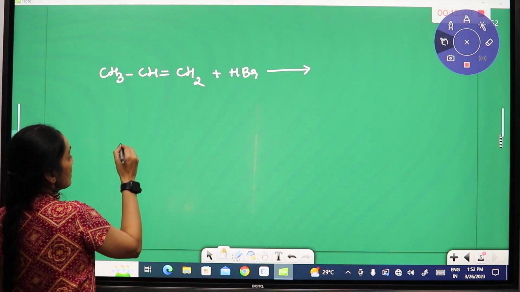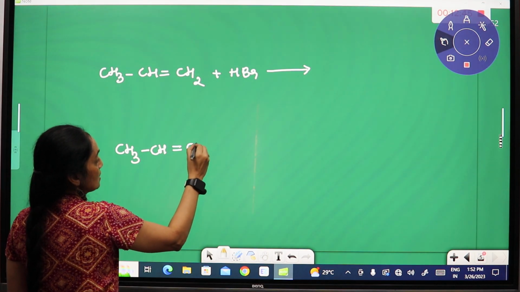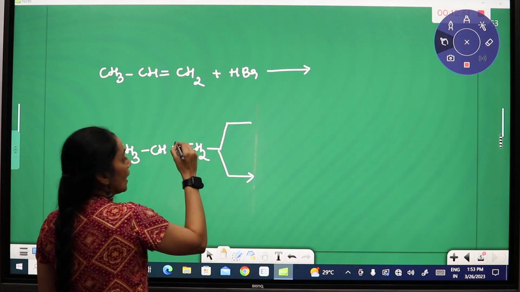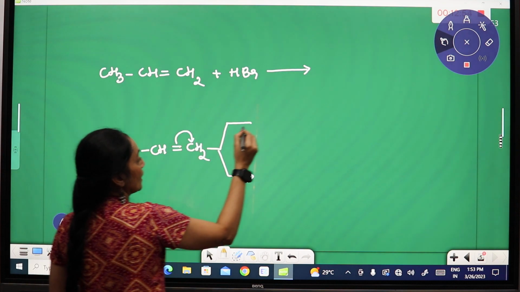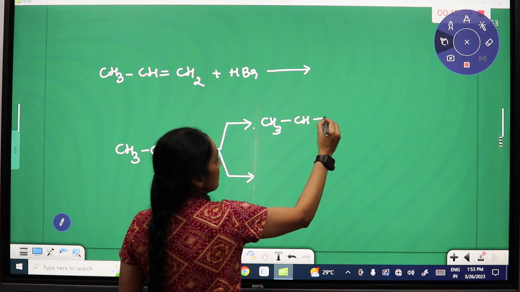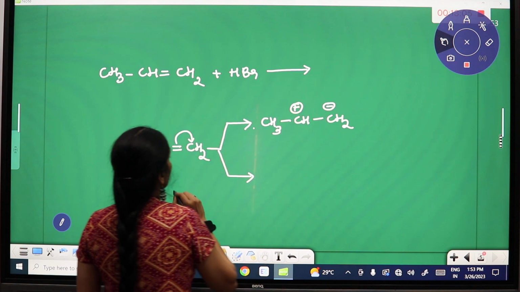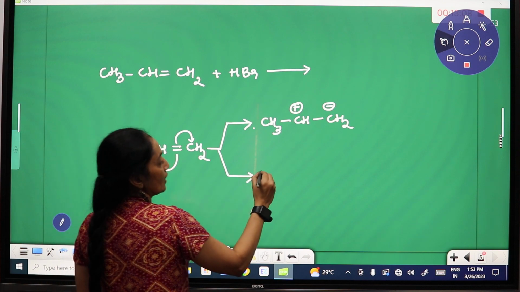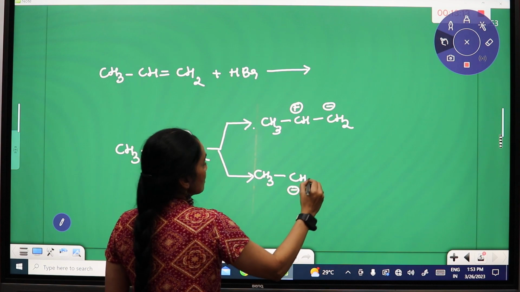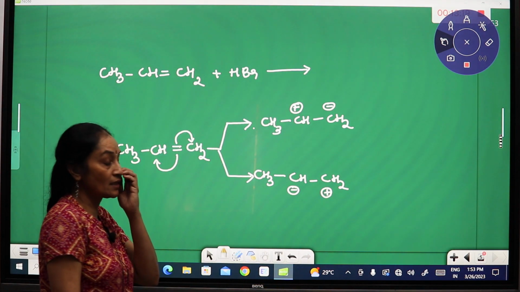What does it say? See, if you take CH3-CH=CH2, I will get two different carbocations here. Either the double bond can shift to this carbon atom, and I can get CH3-CH-CH2, with a negative charge here and a positive charge here. Or else it can shift the other way, where I get CH3-CH with a negative charge and a positive charge on the other carbon. In both cases I can get these two products.